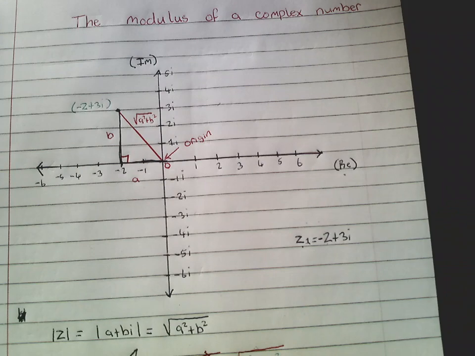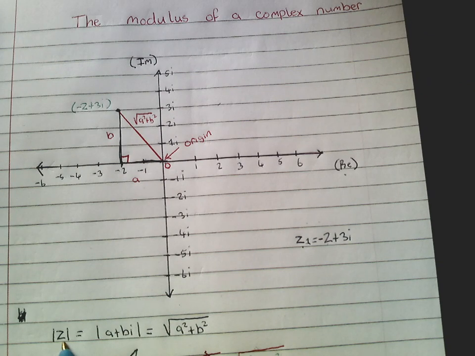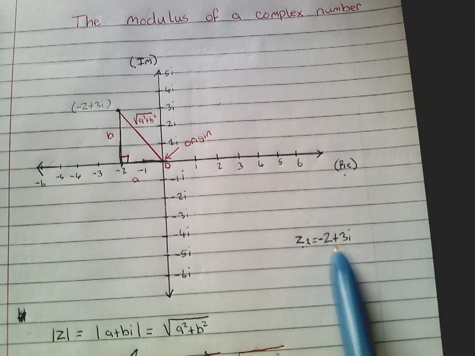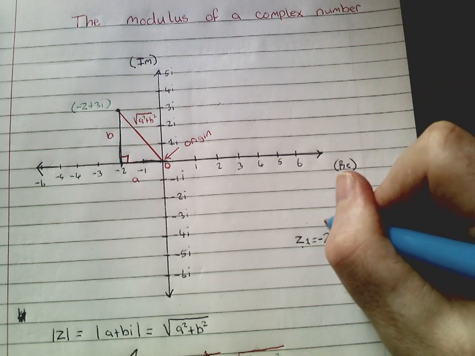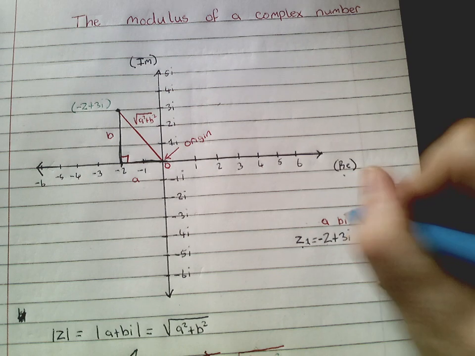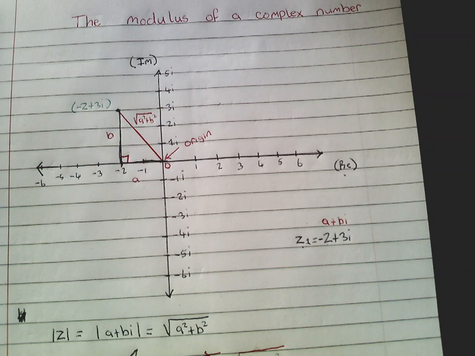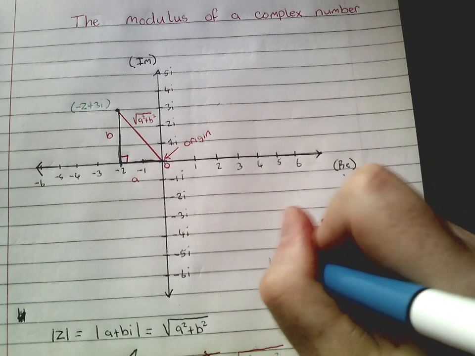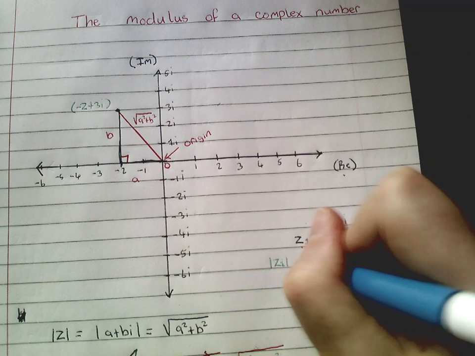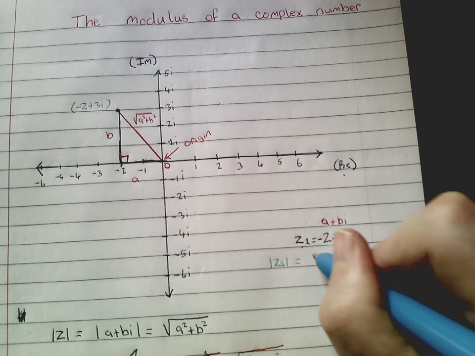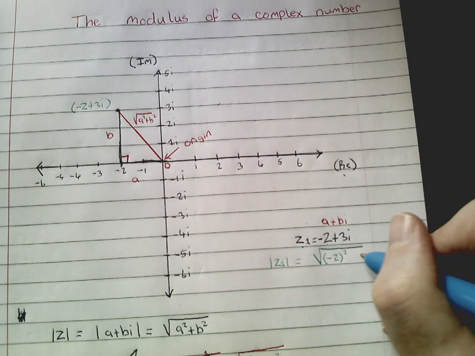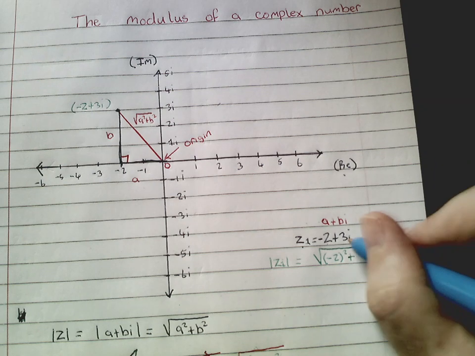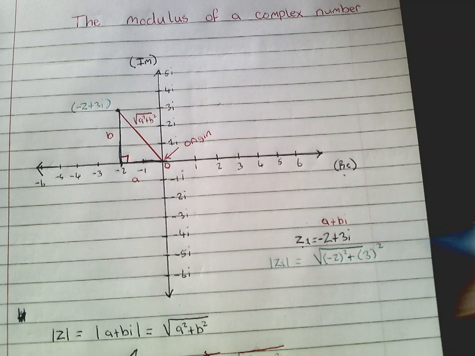Then we want to use this formula here. The modulus of z, where z is this complex number a plus bi, with this the a part and this the b part, is equal to the square root of a squared plus b squared. So the modulus of z1 is going to be equal to the square root of a squared, which is minus 2 squared, plus b squared, which in this case is 3 squared.